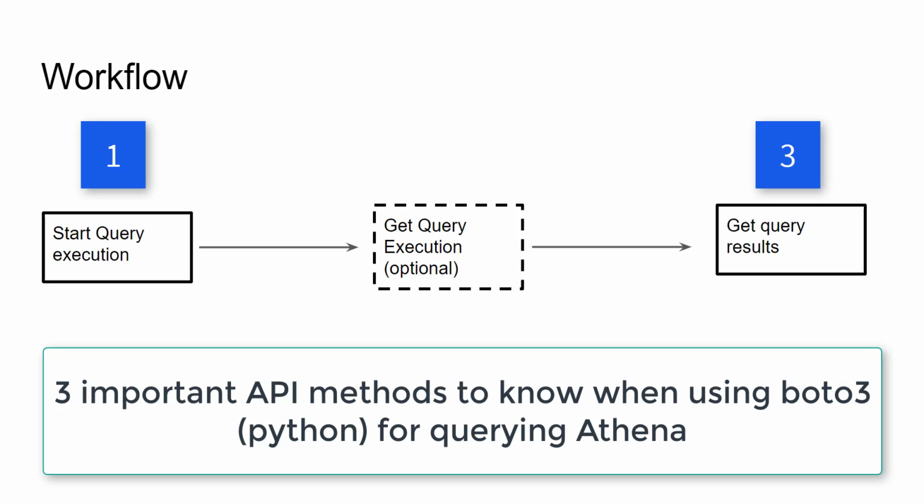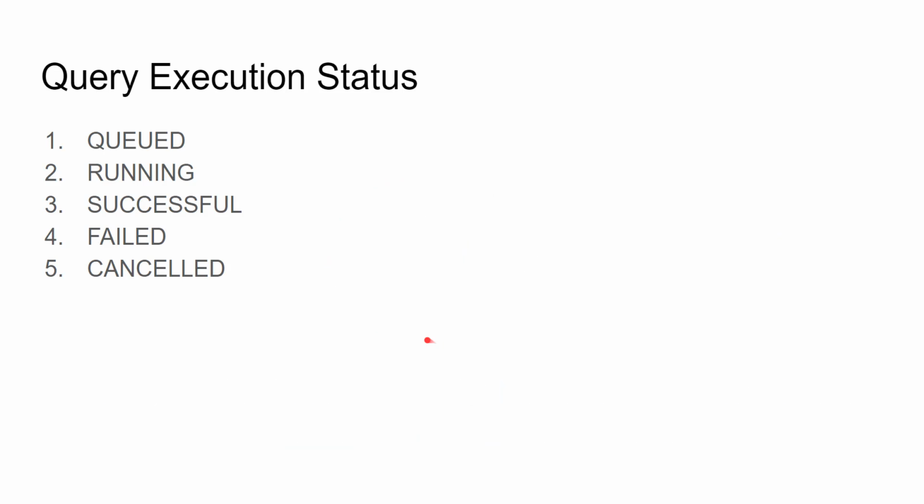Then the last one is get query results. The first method will only trigger your query. You have to fetch the results using this get query results method. This middle one, get query execution, is optional. I'll tell you why exactly we need this.